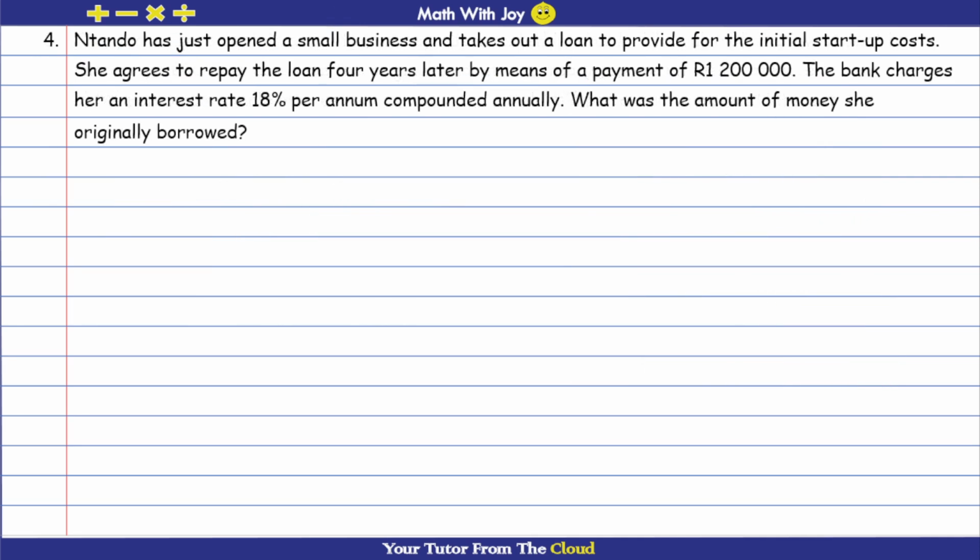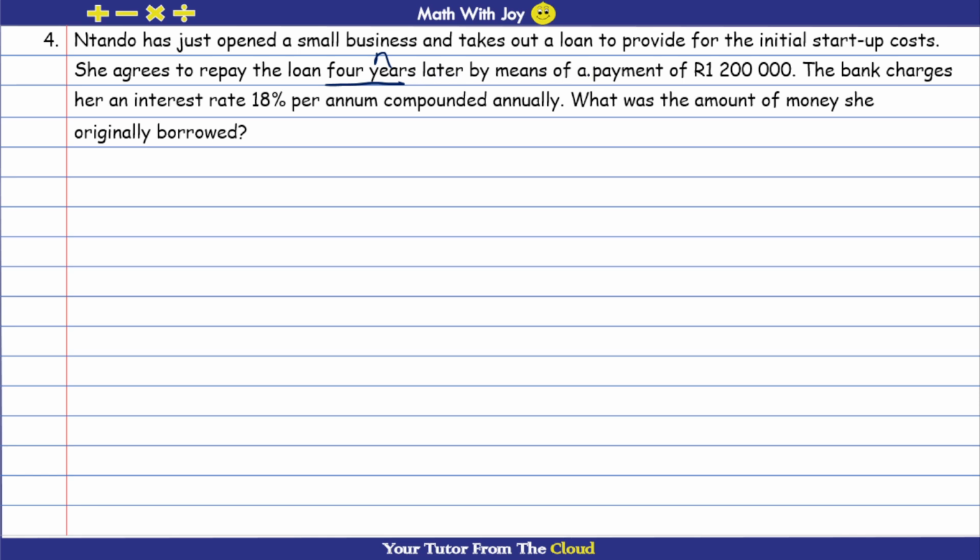Right. Question number 4. In question number 4, they say Ntando has just opened a small business and takes out a loan to provide for the initial startup costs. So Ntando is looking for capital, startup cost capital. She agrees to repay the loan in 4 years. We have 4 years, that must be our aim. So she takes money now and she's going to pay back after 4 years.